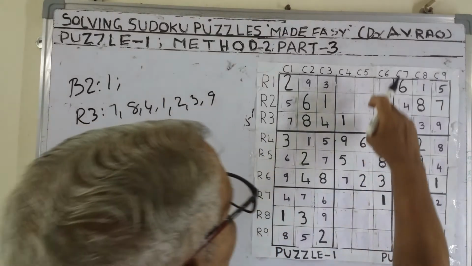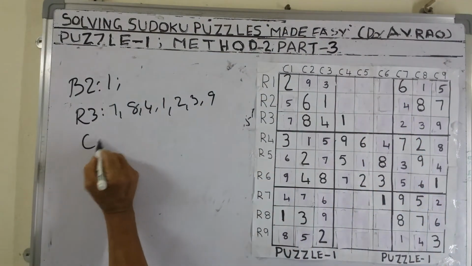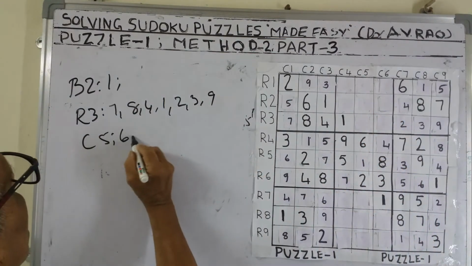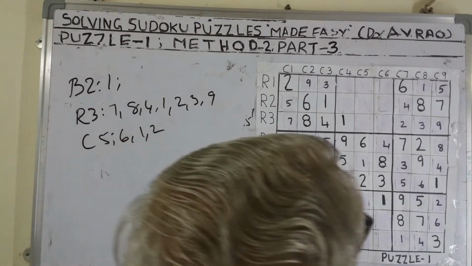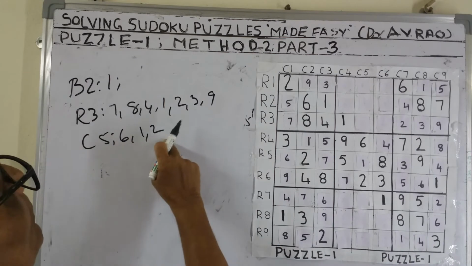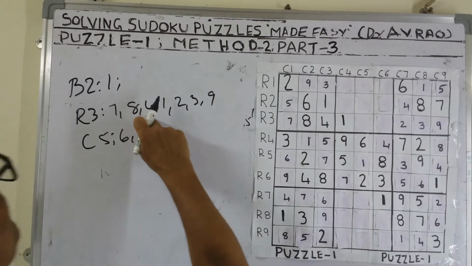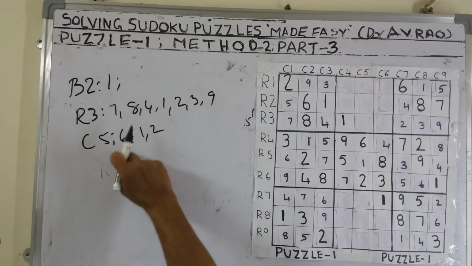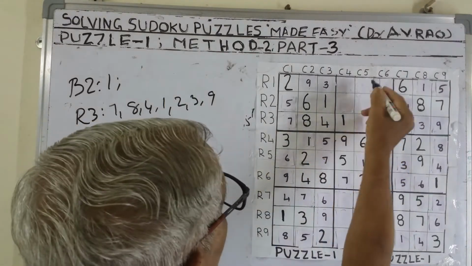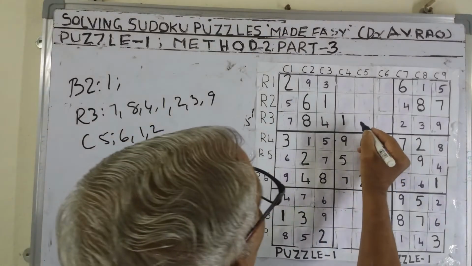Okay. Now column C5. C5 is 6, 1, 2. Okay. Let us see. 1, 2, 3, 4, 5, 6 is there. So 5 is missing. So this must be filled with R3C5 with 5. Let us fill 5 here.